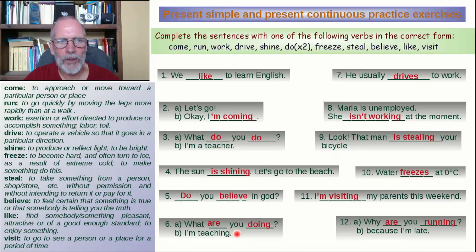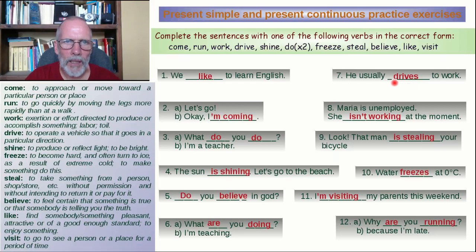Number 6, what are you doing? I'm teaching. The answer is in the present continuous. I'm teaching, so we can imply that it must be happening now. The question must also be in the present continuous. Look at the difference and remember the difference between number 3, what do you do? I'm a teacher. And what are you doing? I'm teaching.